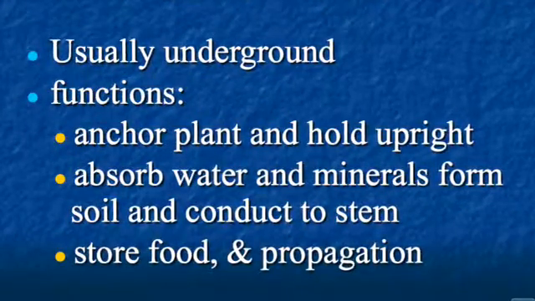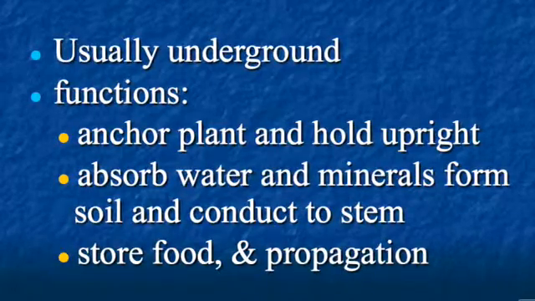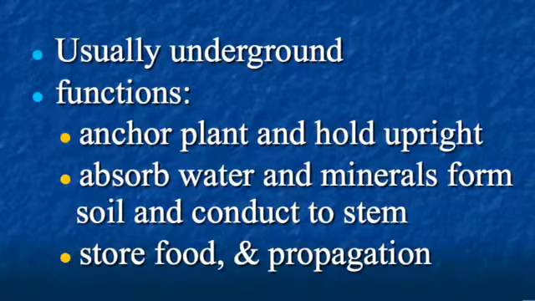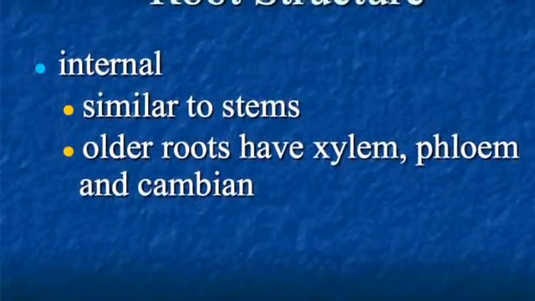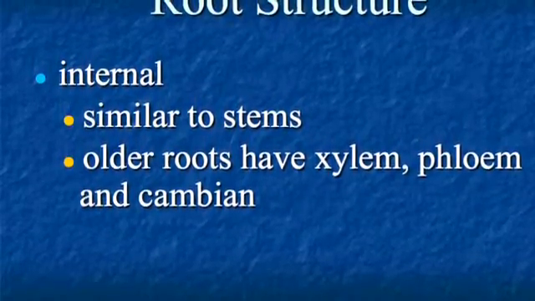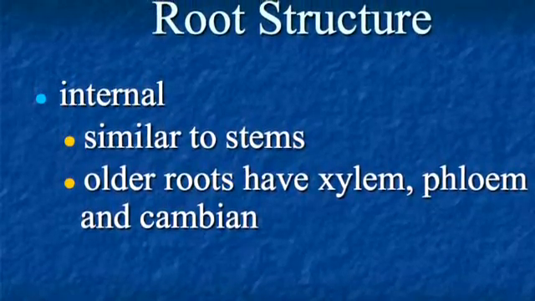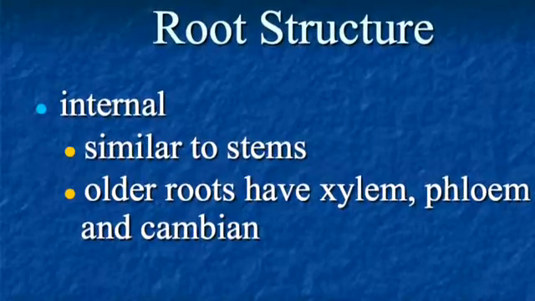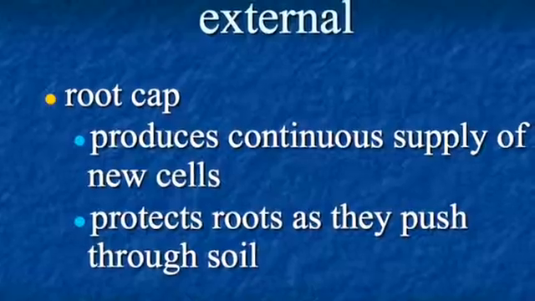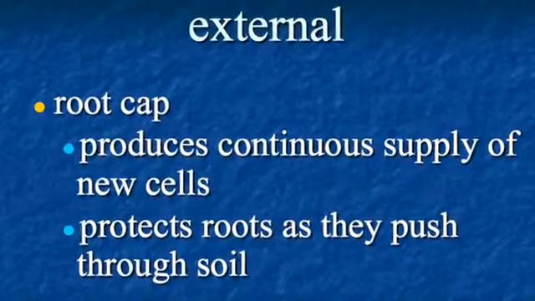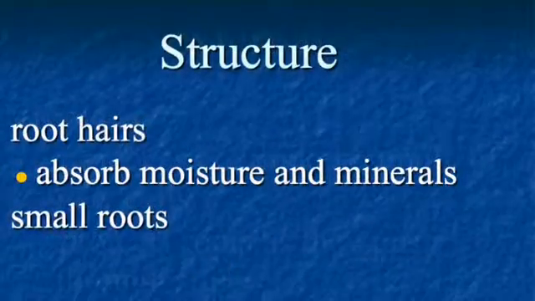Roots are normally underground, and their functions include anchoring the plant and holding it upright, and absorbing water and minerals from the soil, and it conducts it up the stem. The internal root structure is similar to stems. The older roots have xylem, phloem, and cambium. The root cap produces a continuous supply of new cells. It protects the roots as they push through soil. Root hairs absorb moisture and minerals, and they are really small roots.